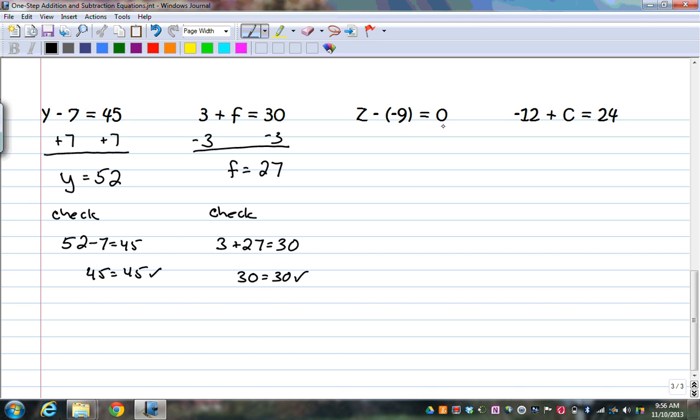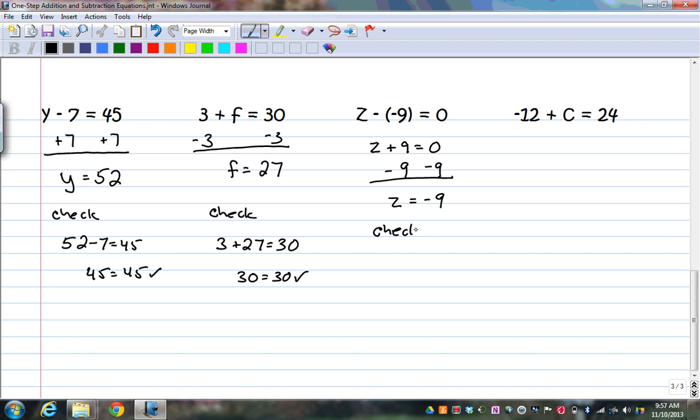This one over here, well, that's kind of ugly looking. What you could do before you actually solve this is you can get rid of this double negative. Remember that minus a negative is the same thing as plus a positive. So if you just wrote it like this, it'll make it much easier for you to solve. Now what I'll do is I'll get rid of that positive 9, by subtracting 9 on both sides. And then I have z is equal to 0 minus 9, which is negative 9.